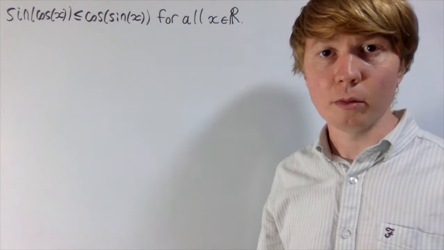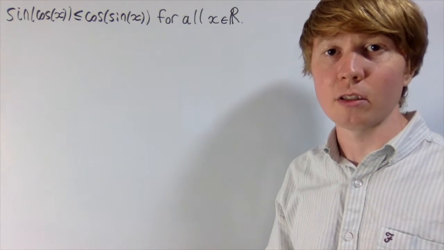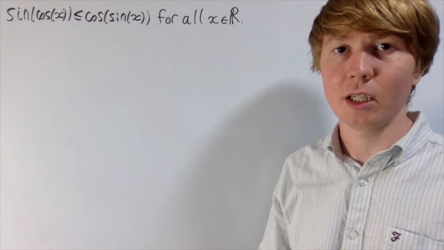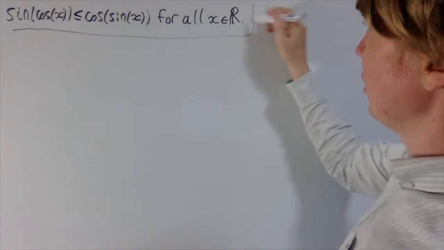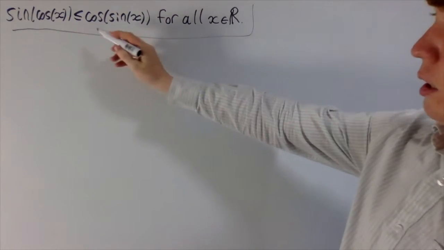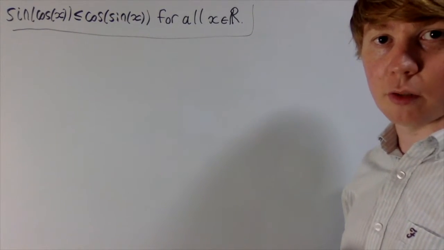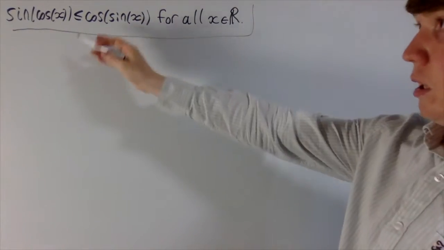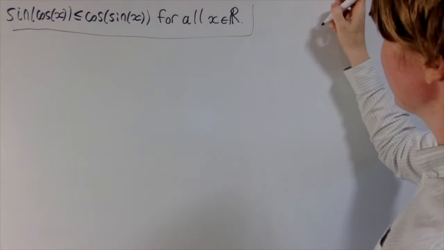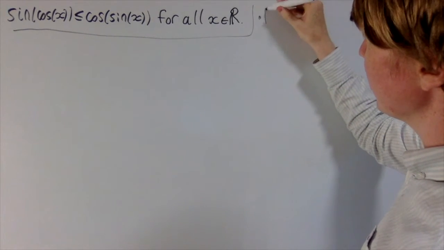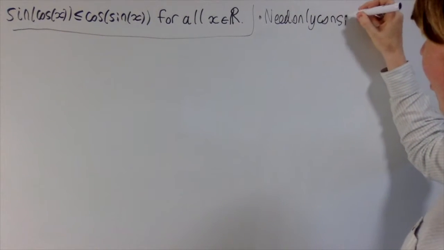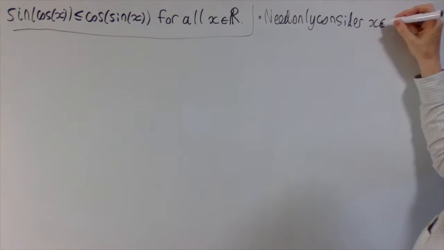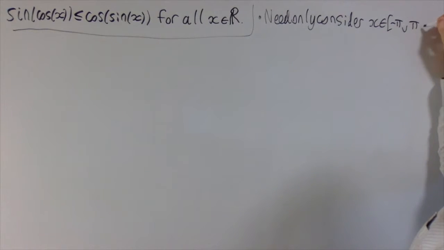Okay, so we're going to have a go at proving this inequality, that sine of cos of x is always less than or equal to cos of sine of x. And basically to start off, you can notice here that sine and cos are both 2 pi periodic functions. And so if you have sine of cos and cos of sine, these are both periodic as well. So basically what this means is we need only consider x between minus pi and pi.